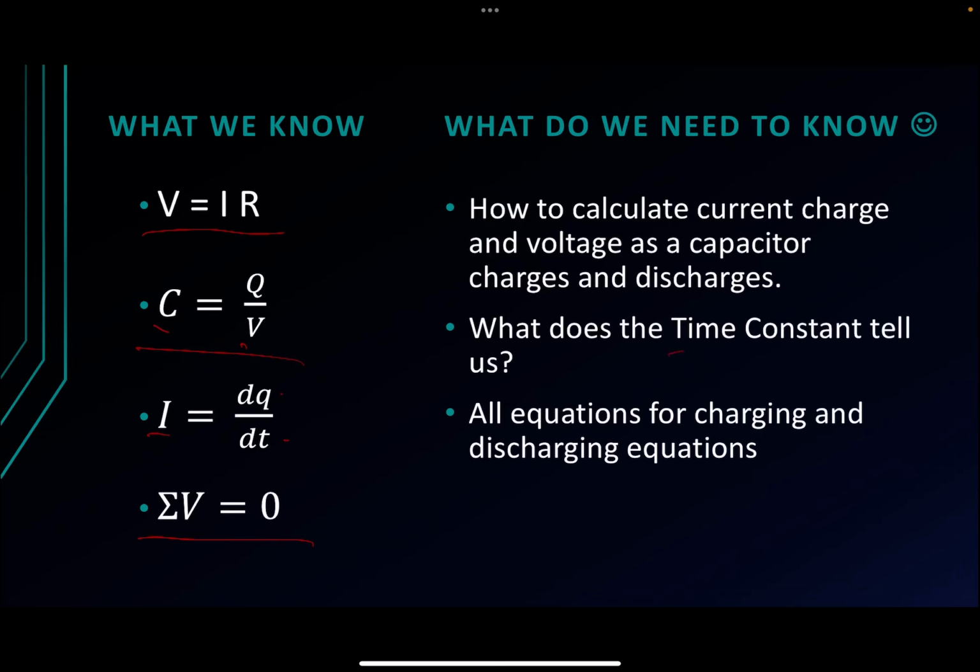We're going to learn about the time constant for each individual circuit and how that is applied. And we're going to learn all equations. So we're going to get probably like 6 to 8 equations today. So be prepared to organize them. And I would make sure that they are labeled as charging or discharging equations.